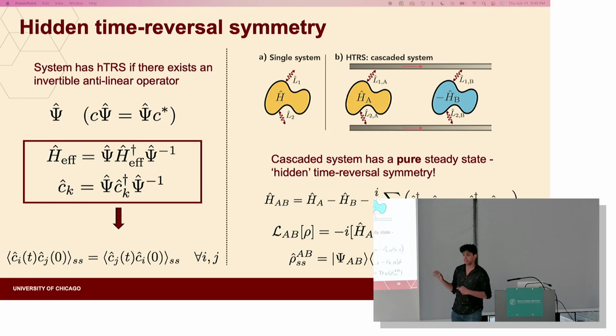This is just a theoretical construction to understand what's going on. The symmetry is sort of true on just a single system that we care about. You can double the system with this specific formulation, and the steady state is pure. And when that's true, the system has this hidden time reversal symmetry.